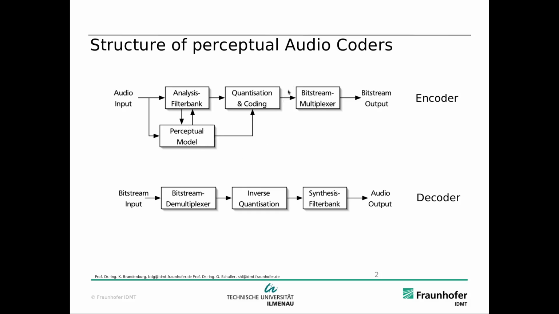Yeah, so after quantization, you can see here we have this bitstream multiplexer. So this takes the bits coming out of quantization and coding. Here this coding is usually an entropy coder, like a Huffman coder. And then it's formatted such that we have a standardized bitstream that the decoder then can decode here with this bitstream demultiplexer. Then we have the dequantization.